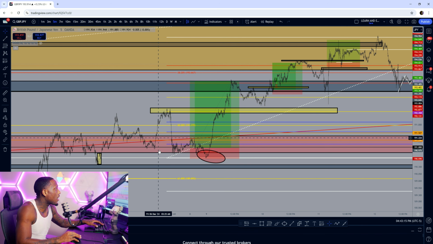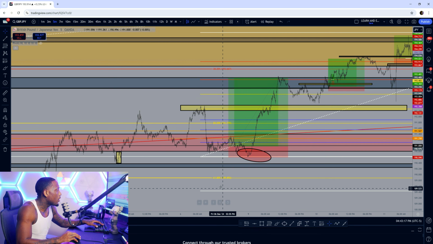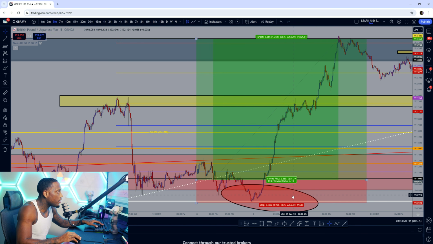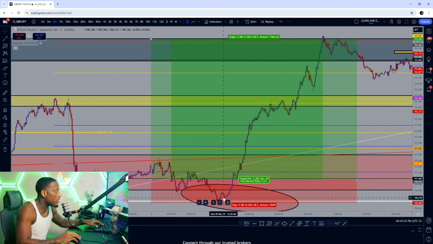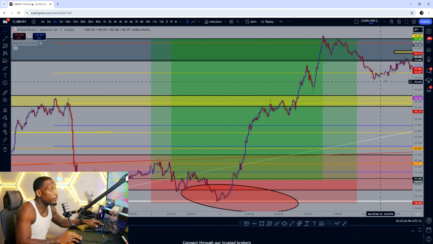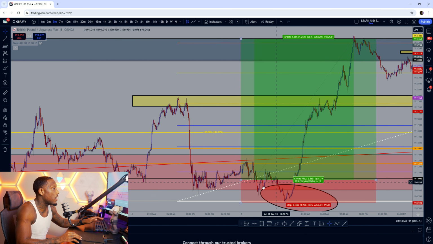Going down to the 5 minute, I could probably explain it a little bit better. You can see that by the time the 5 minute already developed, I had everything I needed, because we already transitioned from this point and broke, and this was a retest, and I literally flowed with the move. This is how I got 200 pips.